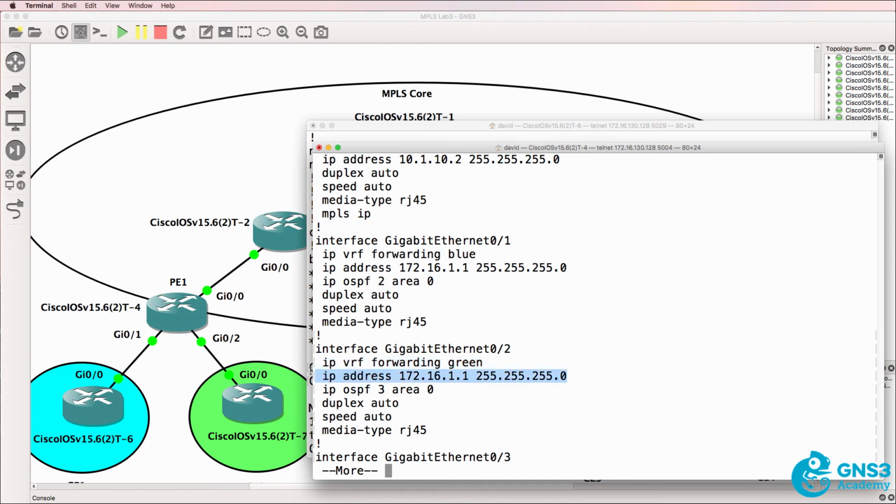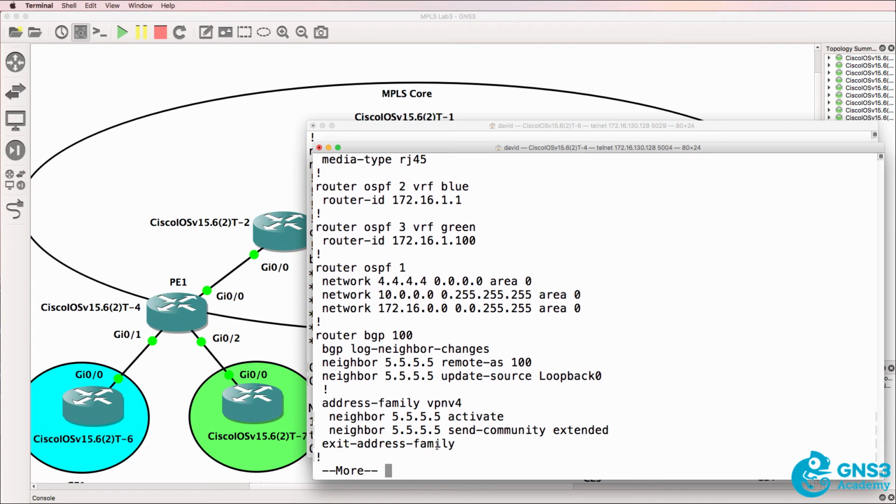They both have the same IP address, but that is allowed because they are in separate virtual routing and forwarding instances. OSPF process ID 2 is running on gigabit 01. OSPF process ID 3 is running on gigabit 02. Now, OSPF requires separate process numbers for each VRF. Other routing protocols such as BGP and EIGRP use address families. So notice here's the OSPF process for blue, here's the OSPF process for green, here's the global OSPF routing protocol, here's BGP with the address family configured.